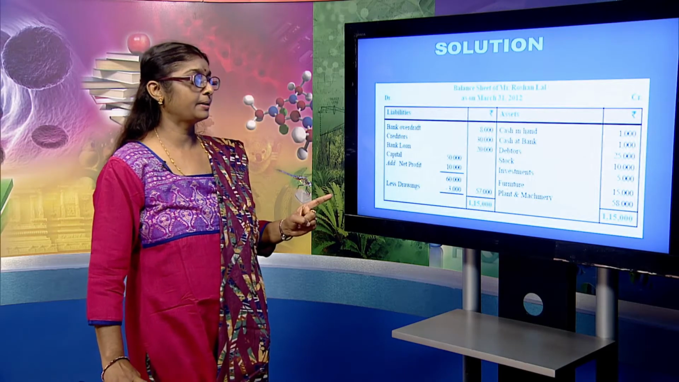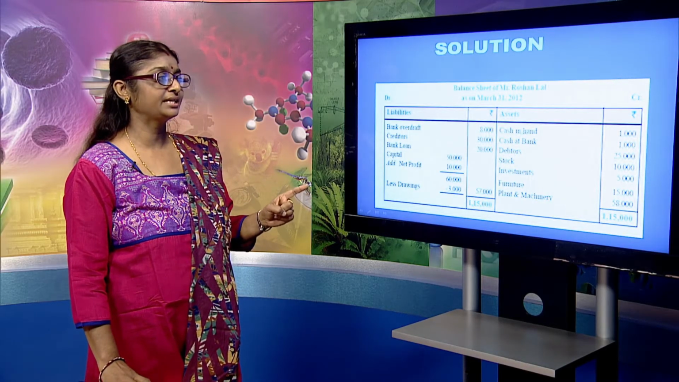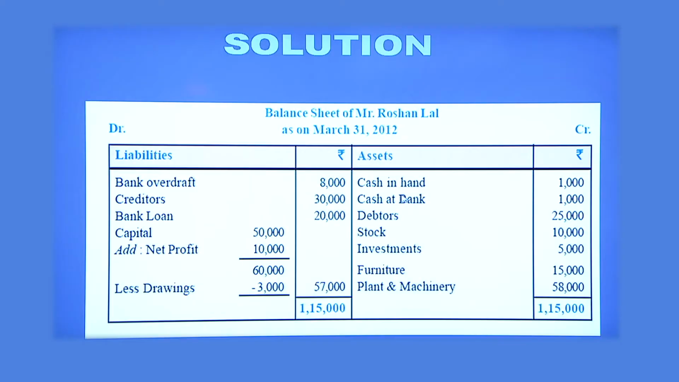So, coming to the answer, in the balance sheet, cash in hand on the asset side, cash at bank on the asset side, debtors, stock, investment, furniture, plant and machinery on the asset side. And on the liability side, bank overdraft, creditors, bank loan. Capital, in the inner column I have written and I have added net profit along with that and deducted drawings. Then the final amount is written on the outer column.